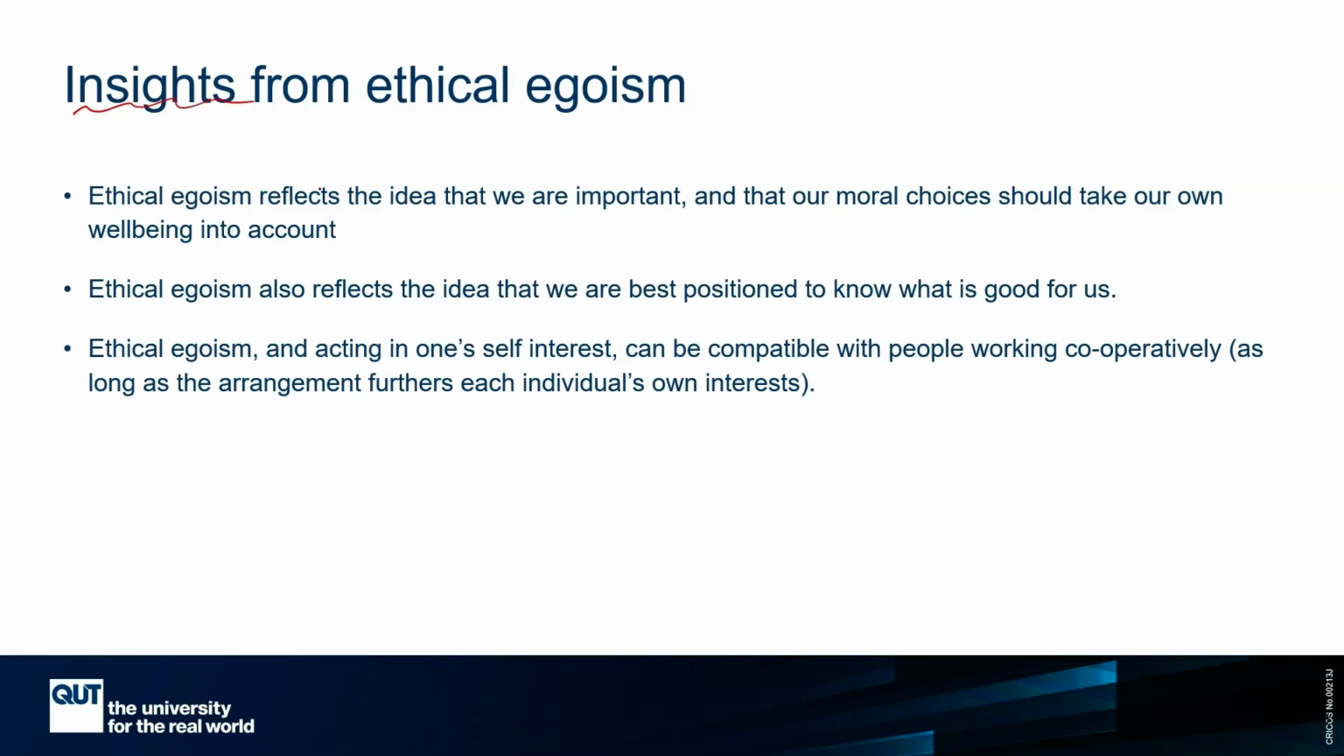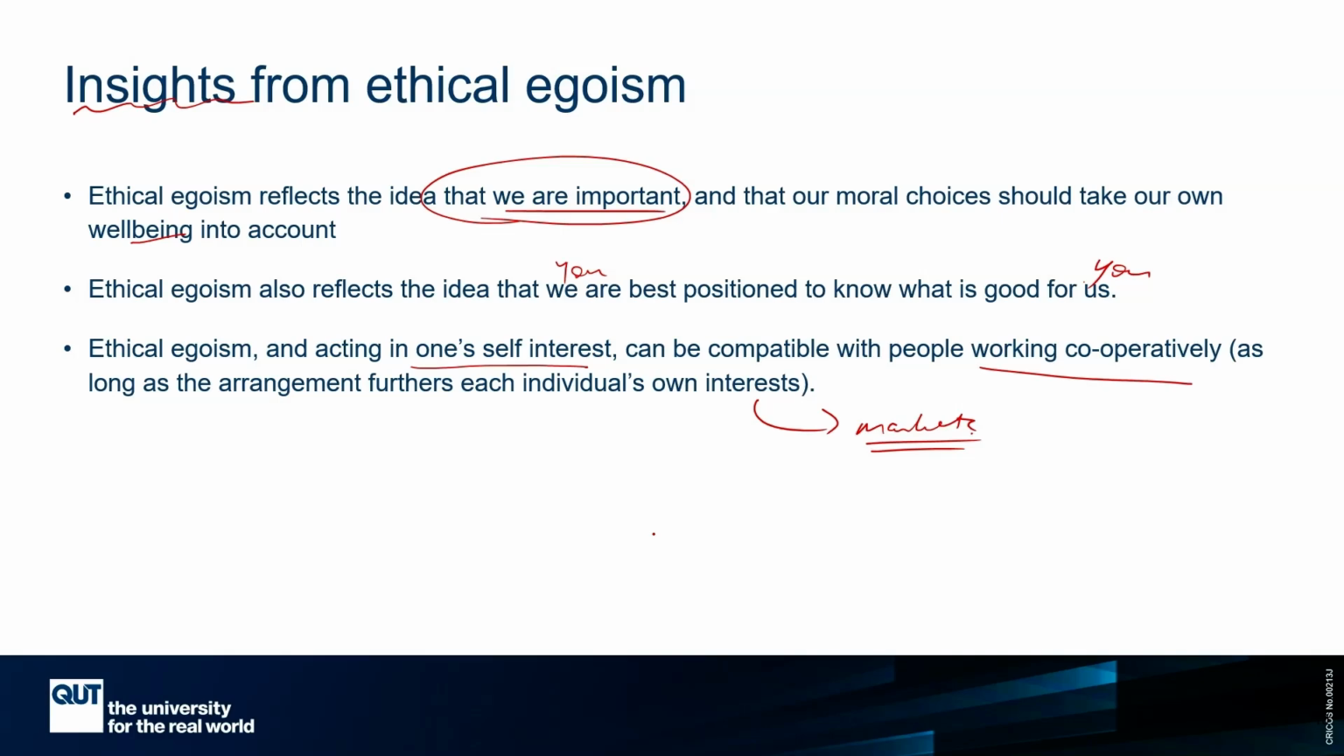What can we learn from ethical egoism? Ethical egoism does recognise the idea that we're important, and you are, right? Your moral choices should take your own well-being into account. It also reflects the idea that you know what's best for you. That's fairly accurate too. Sometimes, not so much, but in general, that's true. And it also tells us that people acting in their own self-interest is compatible with working cooperatively. This underpins many ideas of markets, etc., that we rely on and that have brought a huge amount of positivity to the world.